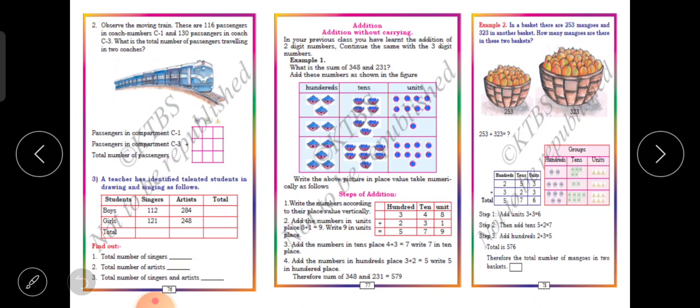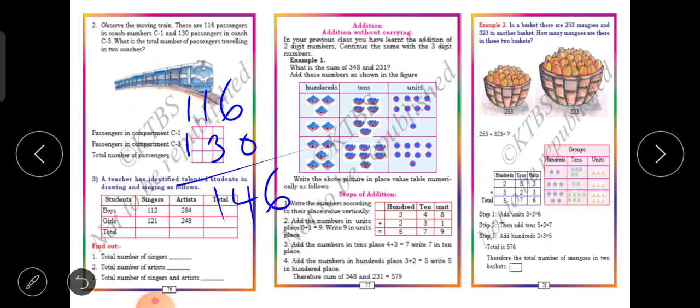Okay, see this, how many passengers are here? There are 116 passengers in compartment C1. In C3 it is 130. So altogether how much is it? 6, 4, 1. Okay, so next one, the teacher has identified the talented students in drawing, singers, and artists.